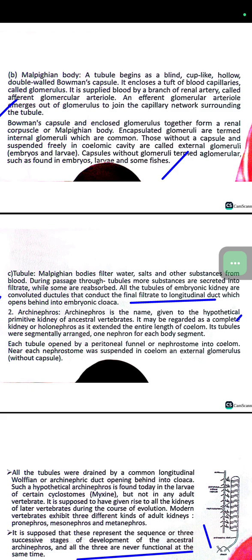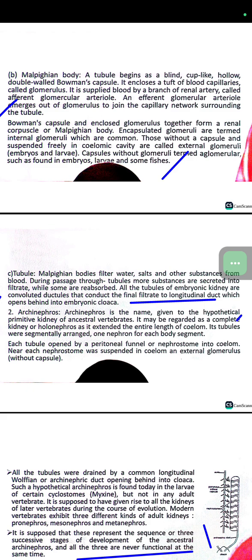Tubule. Malpighian bodies filter water, salts, and other substances from blood passing through the tubules. More substances are secreted into the filtrate, while some are reabsorbed. All the tubules of the embryonic kidney are convoluted ductules that conduct the final filtrate to a longitudinal duct, which opens behind into the embryonic cloaca.